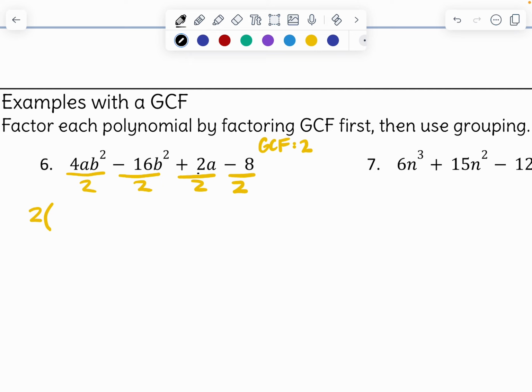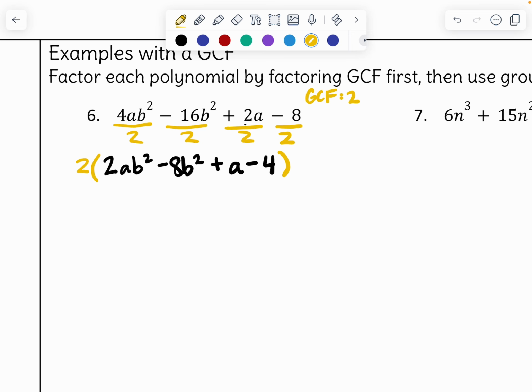So now I have 4 divided by 2 is 2, ab squared. Negative 16 divided by 2 is negative 8, b squared. 2 divided by 2 is 1, a. And negative 8 divided by 2 is negative 4. So now that I factored out the greatest common factor, I can now factor by grouping. We just have to remember that there is a 2. We have to make sure we keep that 2 and bring it down to the final answer.